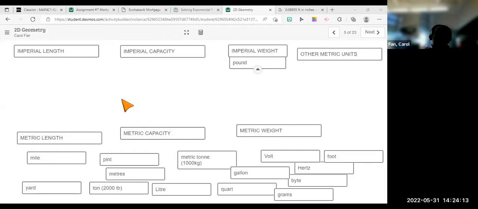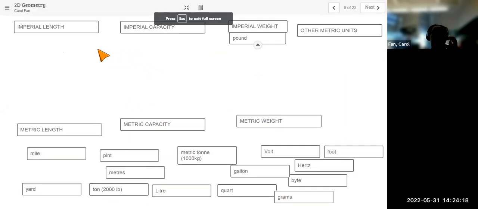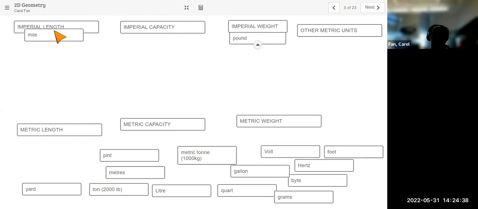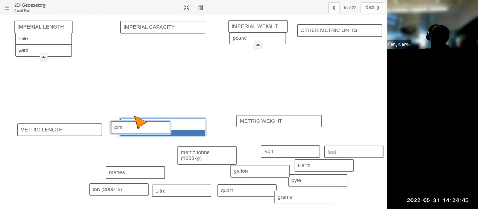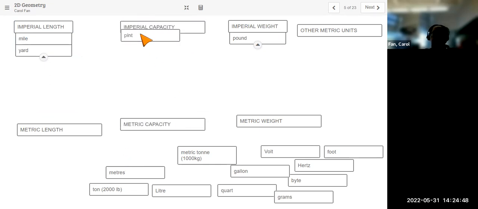Great, let's take these questions up. First of all, in our slide, we have different categories. So length, we're talking about distance. Capacity, we're talking about volume. And weight, we're talking about mass. A mile is an imperial length. Yard is also an imperial length. Pint is measuring volume.